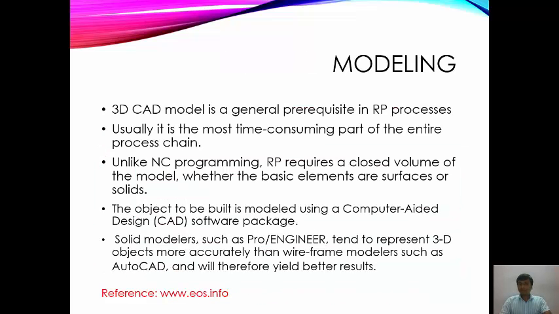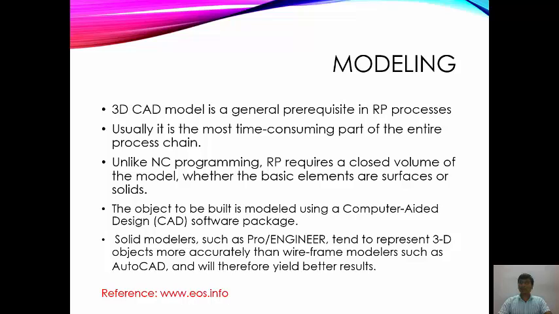So, to speak about modeling, a 3D CAD model is a general prerequisite in the RP process. Without this 3D CAD model, none of the RP process is possible. Usually, the modeling of the object which we want is the time consuming part of the entire process chain of rapid prototyping. Unlike numerical control programming, rapid prototyping requires a closed volume of the model. Because in numerical control, even an open model is enough to do the process.